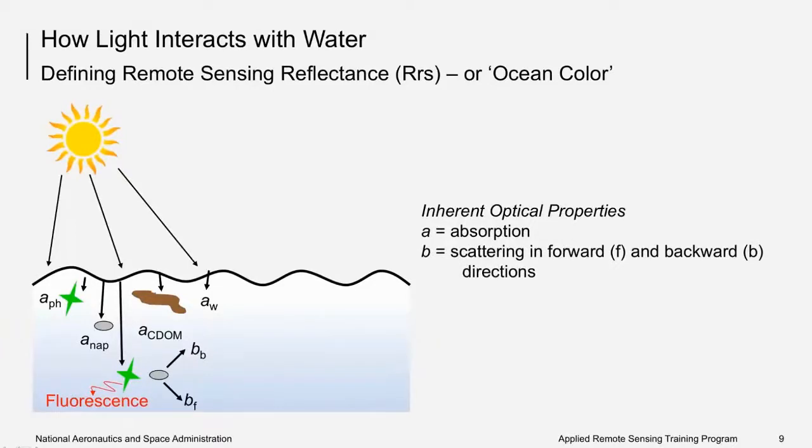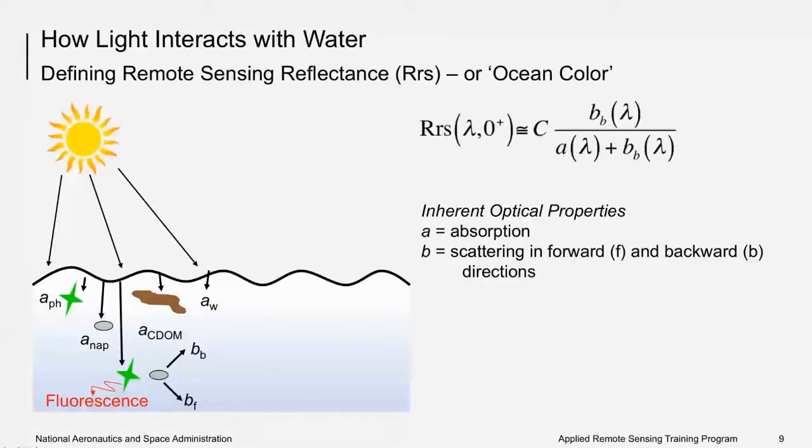If scattered, it will do so in either the forward or backward direction. If in the backward direction, some of it will be re-emitted from the sea surface and will be detected by a sensor. In aquatic remote sensing, we are interested in the radiometric unit, the remote sensing reflectance, or RRS.